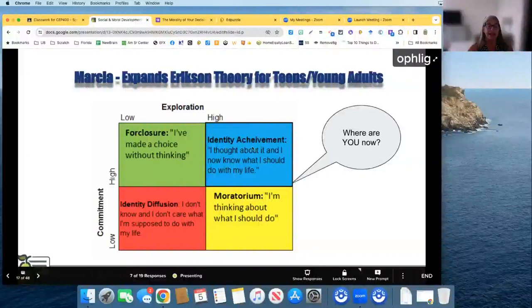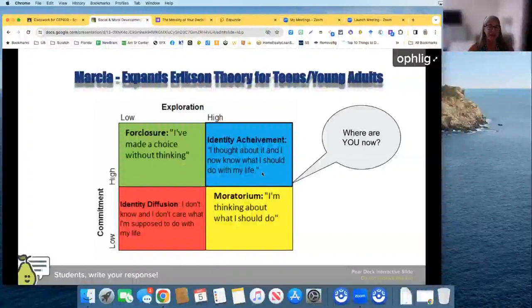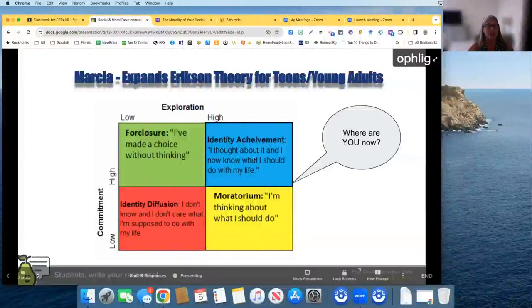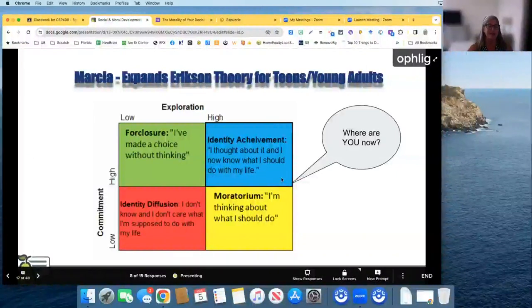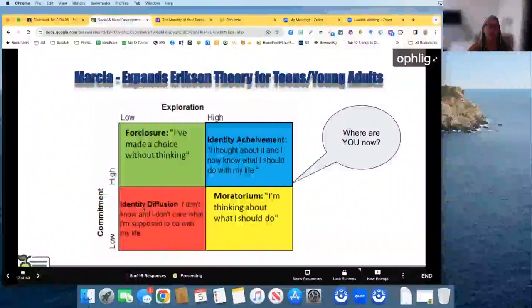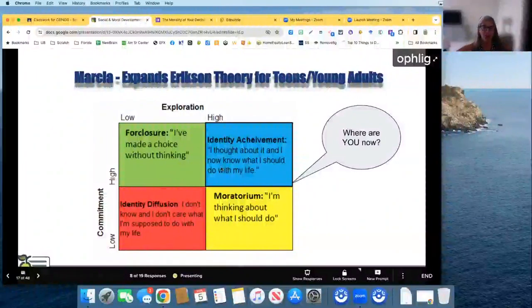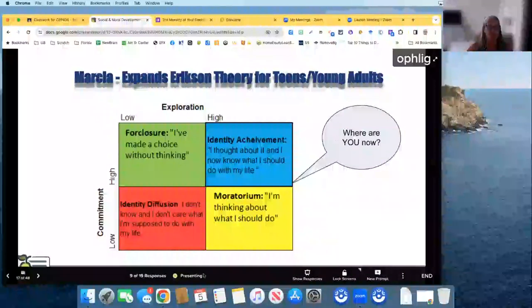And the identity achievement phase is when you've thought about it, you know what you want to do with your life, and you're moving forward. It doesn't mean you're not going to change your mind sometime in the future, but you're pretty solid with, I'm in this. So where are you right now? Are you in the foreclosure stage, identity diffusion, moratorium, or identity achievement? No one's going to see what you said. We're going to look at what people said, but we're not going to see who said what. So go ahead and respond.